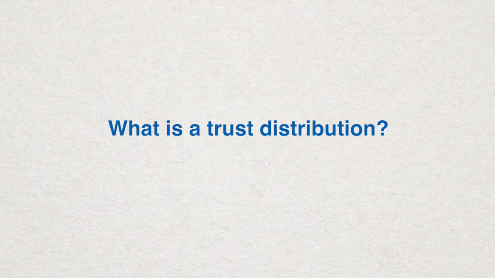What is a trust distribution? A trust distribution is a payment or other distribution of trust assets made by a trustee to one or more trust beneficiaries. Under the California Probate Code, trustees have a duty to administer the trust according to the trust instrument, which includes following the asset distributions outlined in the document.